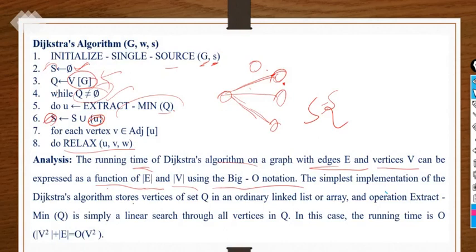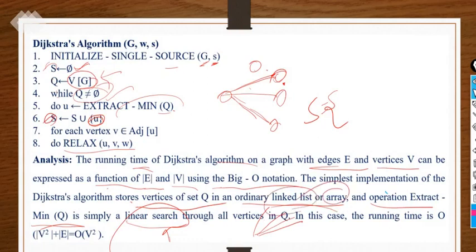Dijkstra's algorithm stores the vertices of the queue set Q in an ordinary linked list or array. In order to extract the minimum edge weight, we follow the linear search approach, because we have to traverse each and every vertex. So by linear search we can directly find the next vertex with the minimum edge weight. For storage, it will use a linked list or array, and either can be used. In this case, the running time will be V square.